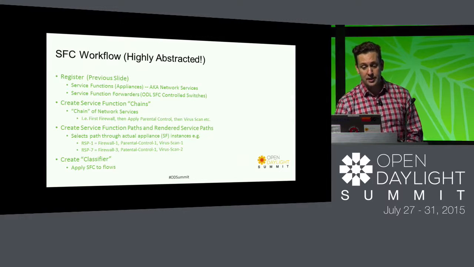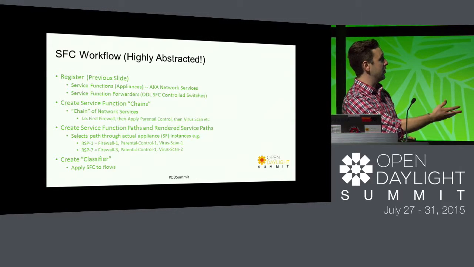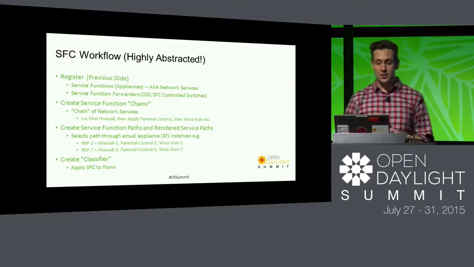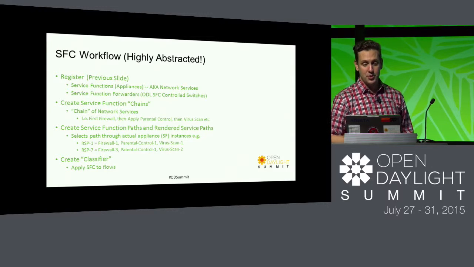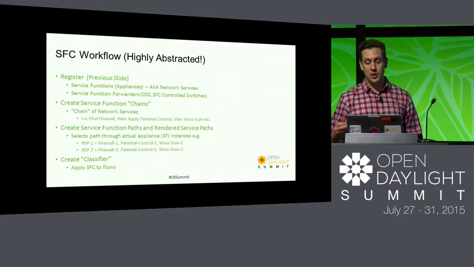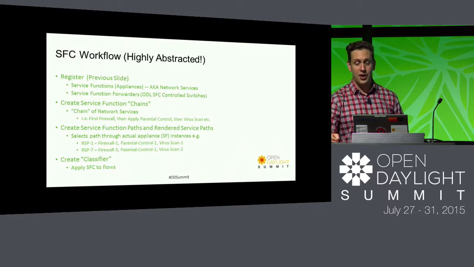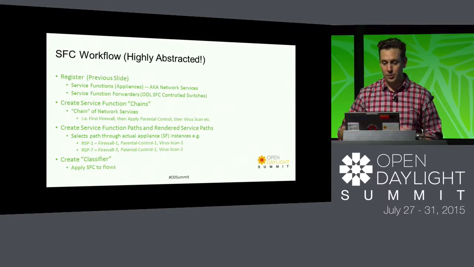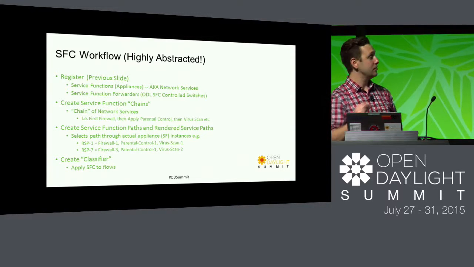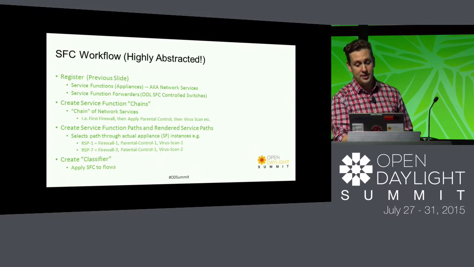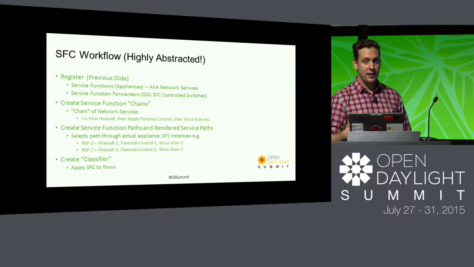Again, highly abstracted. You register your service functions, your network services or appliances, and then you register your service function forwarders, which are the switches. You create service function chains, which is a chain of network services. So a chain might be first firewall, then apply PC, then virus scan. It could be first load balance, then NAT, then ACL, whatever. You define those chains. You create service function paths and rendered service paths, and that is selecting an actual path.